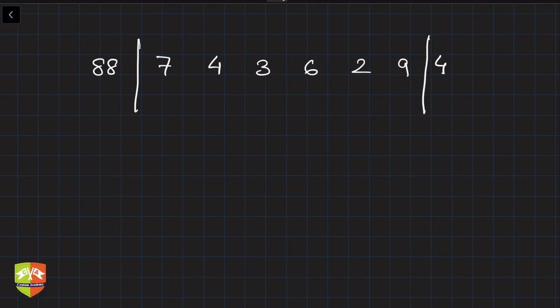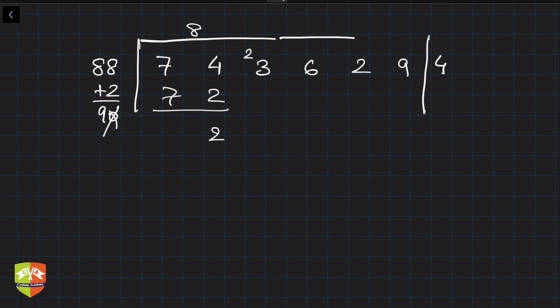So hence, this plus 2 will give me 90. So 9. 9 8s are 72. So you'll get 2 here. Then this 2 sits here. So let me put a line so that becomes easier to identify. So 23 plus 8 2s are 16. So gives you 39. New dividend.